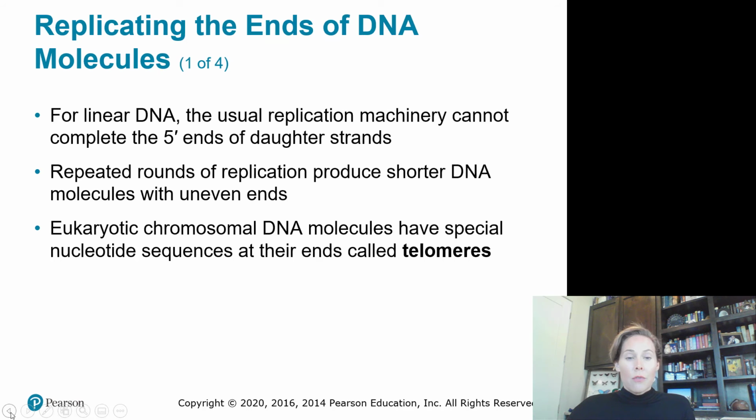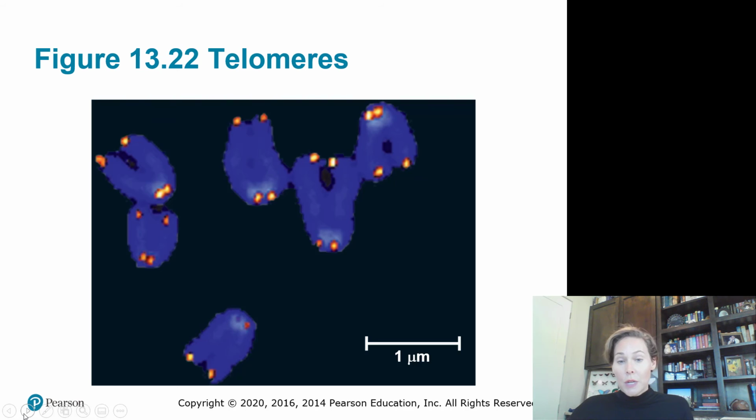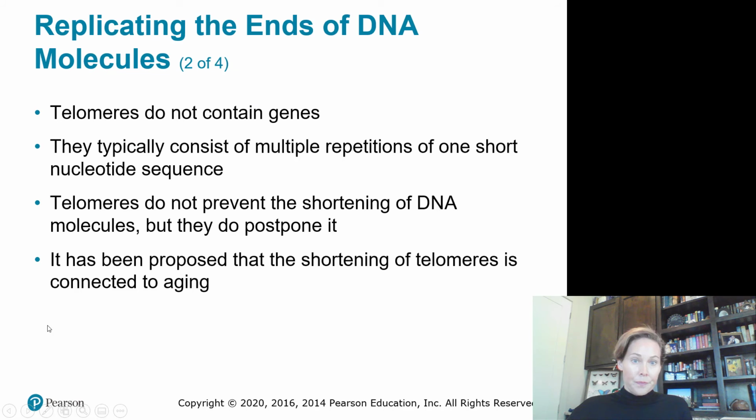So at the ends of chromosomes, the ends are called telomeres, and they're shown here in the brighter colors. Telomeres don't contain any genes, but they do consist of multiple repetitions of one short nucleotide sequence. They don't prevent the shortening of DNA molecules, but they do postpone it. And it's been proposed that the shortening of telomeres is connected to aging.